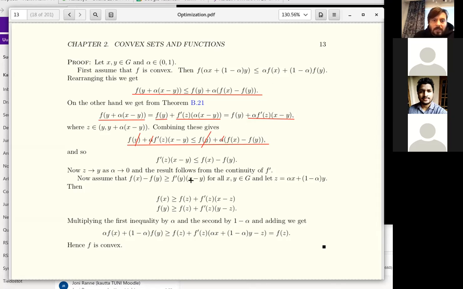The other direction: if this is true for all x and y, then we can use the approximation in the other direction, and we get the convex combination, so we get the convexity result. I'm not going to go through that here. It's more interesting that if it's convex, then this holds, because we are going to be using that more. If this holds, it's convex. That's also fascinating, but not quite as useful.